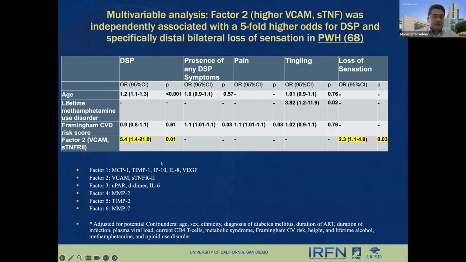So that seems interesting to me, because after we adjusted for an extensive set of confounding factors, as I mentioned, we also added additional confounding factors such as duration of ART, duration of HIV infection, plasma viral load, current CD4 T cells. We also did observe that factor 2 was associated with DSP and loss of sensation.